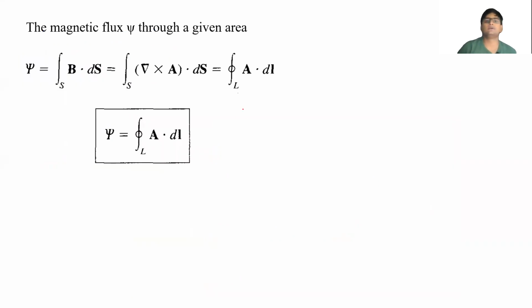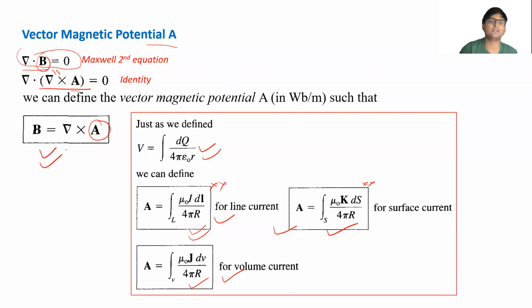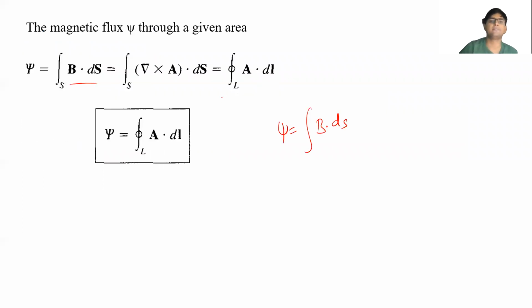Now we know that B is the magnetic flux density, and if you want to calculate the total magnetic flux, you have to take the surface integral, right? B dot ds. So that is what is done here. So total magnetic flux is the surface integral of B, and from the previous discussion where we saw that B is the curl of A, we replaced it as this.